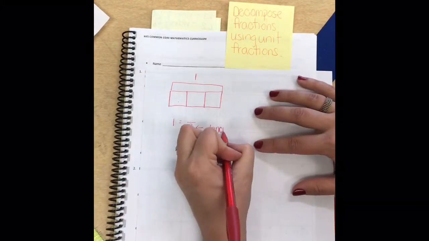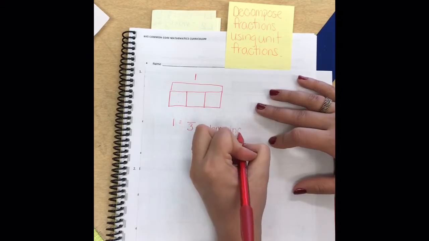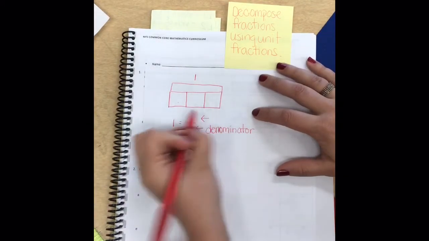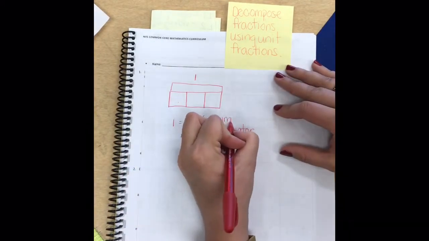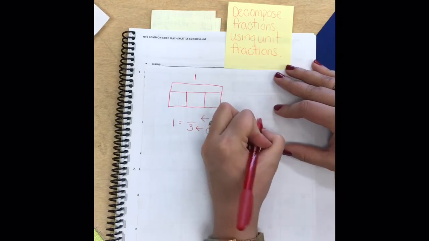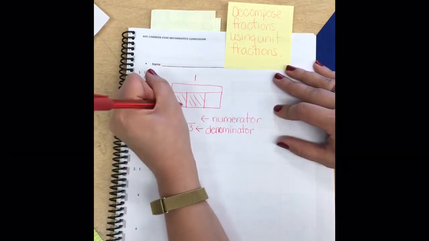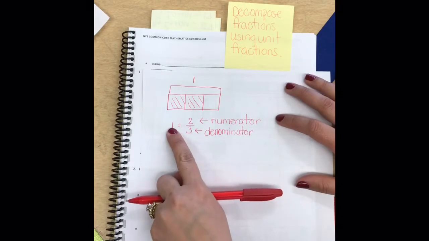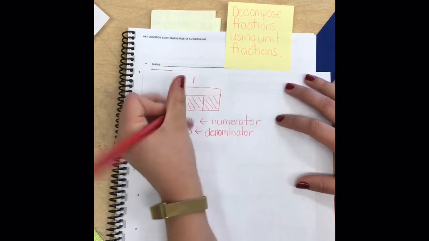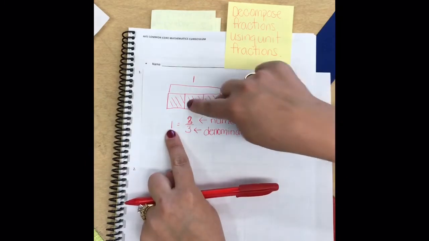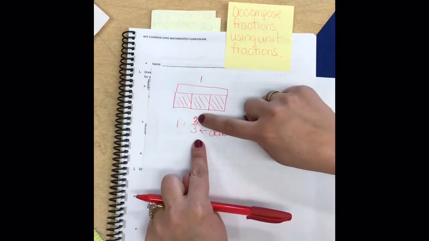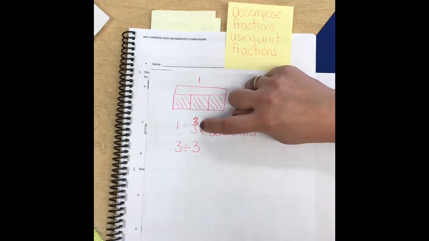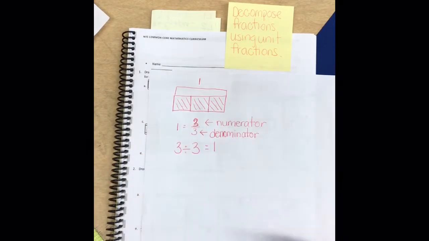Can you whisper to yourself, denominator? Awesome. Now, the numerator is the number that represents how many we're talking about. For example, if I'm talking about 2 slices of pie out of 3, I have 2/3 of the pie. Well, 2/3 wouldn't equal 1 whole, but 3/3 would be the same as 1 whole. Another way I could write a fraction is with a division sign, because 3 divided by 3 equals 1 whole.